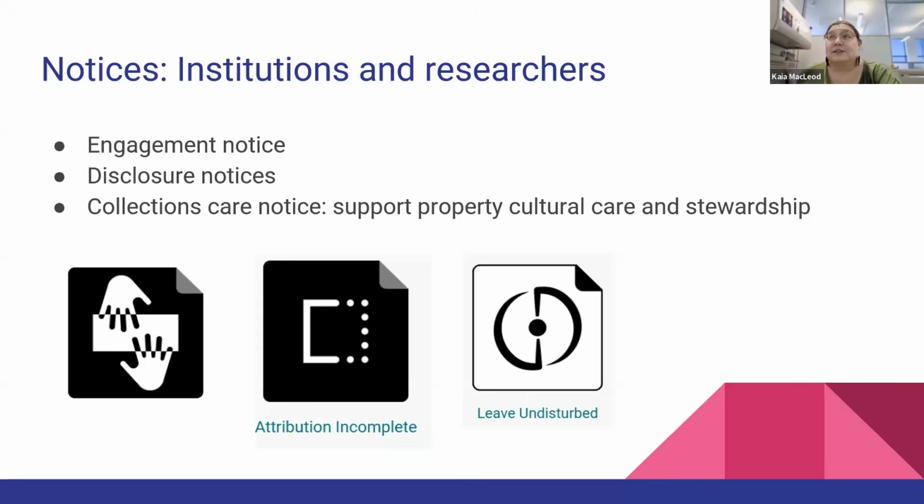The next is a disclosure label. Attribution incomplete. Collections and items in our institution have incomplete, inaccurate, or missing attribution. We are using this notice to clearly identify this material so it can be updated or corrected by the community of origin. And lastly, collections care notice, a leave undisturbed. The leave undisturbed notice, as you would assume, is being used to indicate that items in a collection should not be disturbed. They should only be moved or disturbed under very limited circumstances according to community guidance.